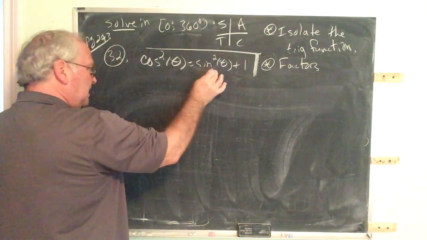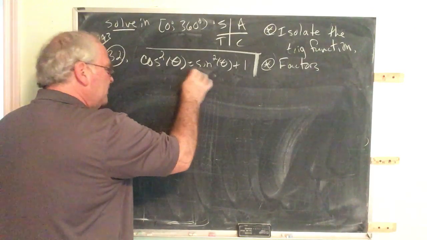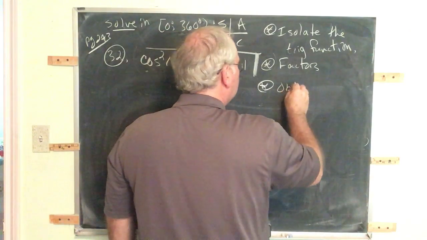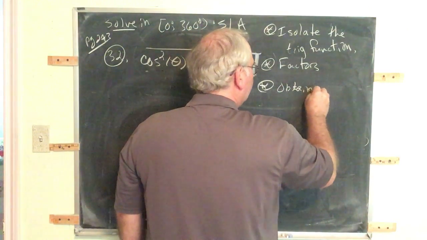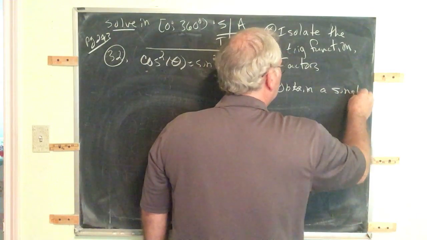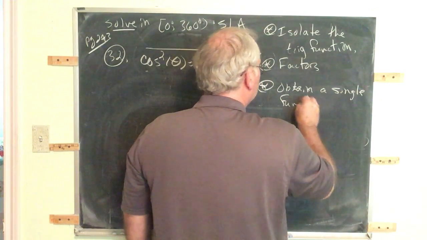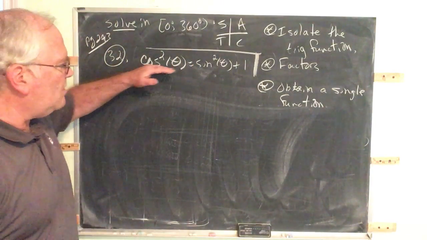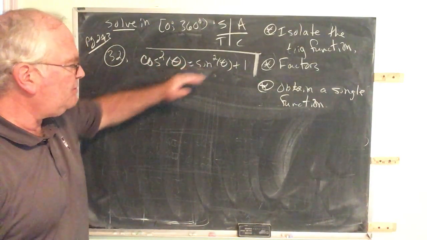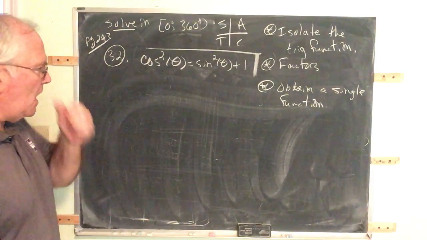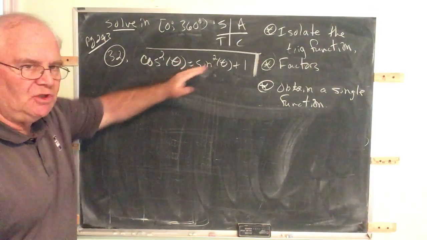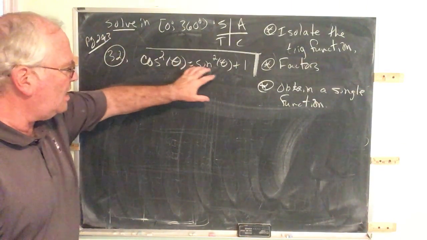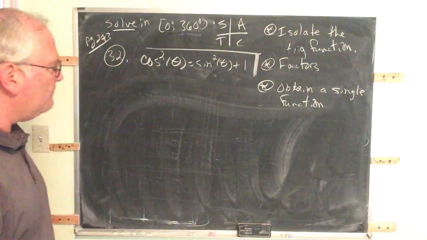It's difficult to isolate because we have different functions. One thing that can help is to obtain a single function. If you have an equation where there are multiple terms with different functions, it might help to use some of the identities that we know. That's one of the reasons you have these identities, so that you can change this into a different form.